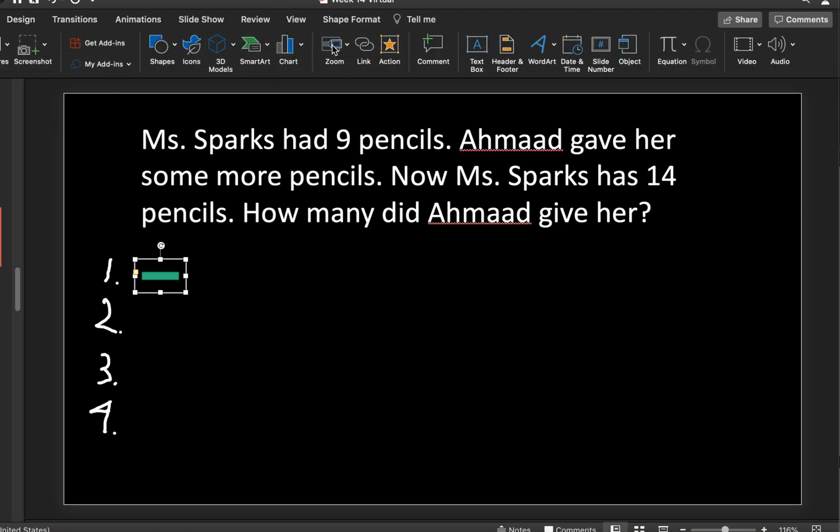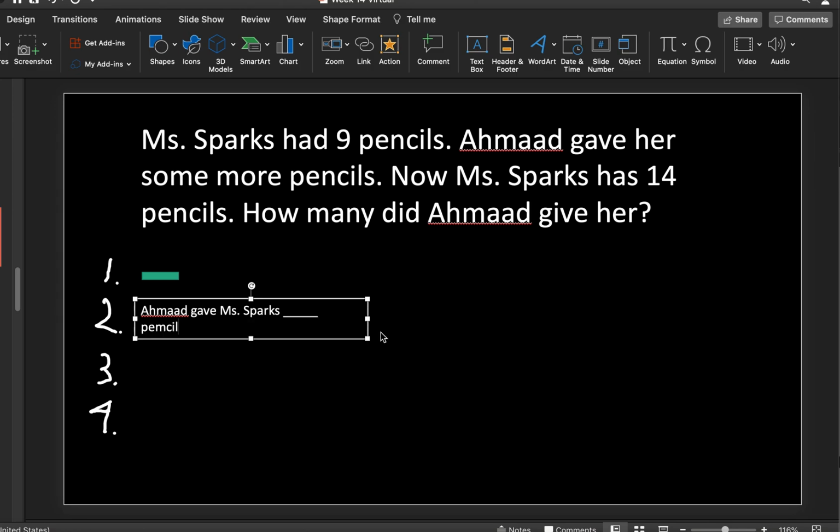Here we go. We got to create our sentence stem. And our sentence stem, all right, so it's asking me how many did Ahmad give her? So how many pencils did Ahmad give her, meaning Miss Sparks? So how can we restate this as a sentence? Right, so Ahmad gave Miss Sparks blank amount of pencils. That's how we're going to rephrase that because we don't know how many yet.